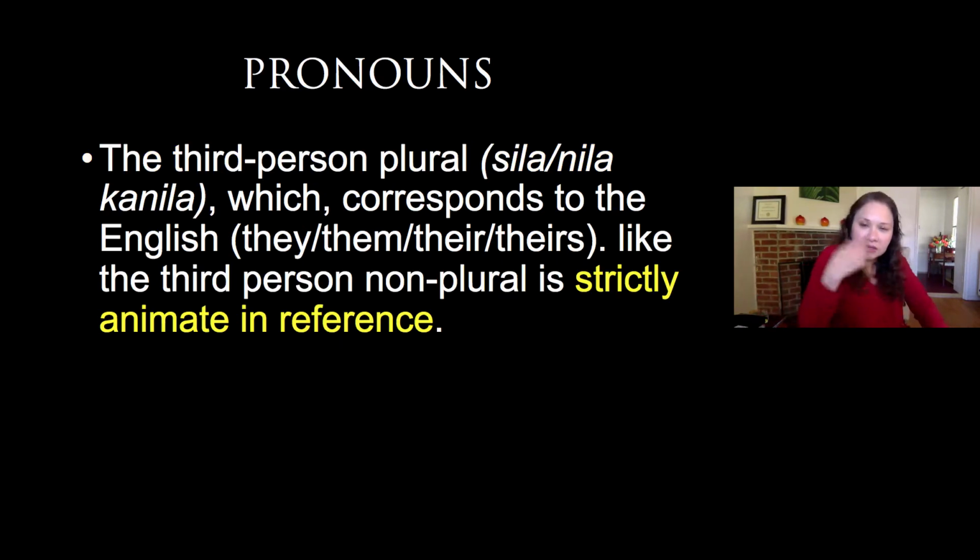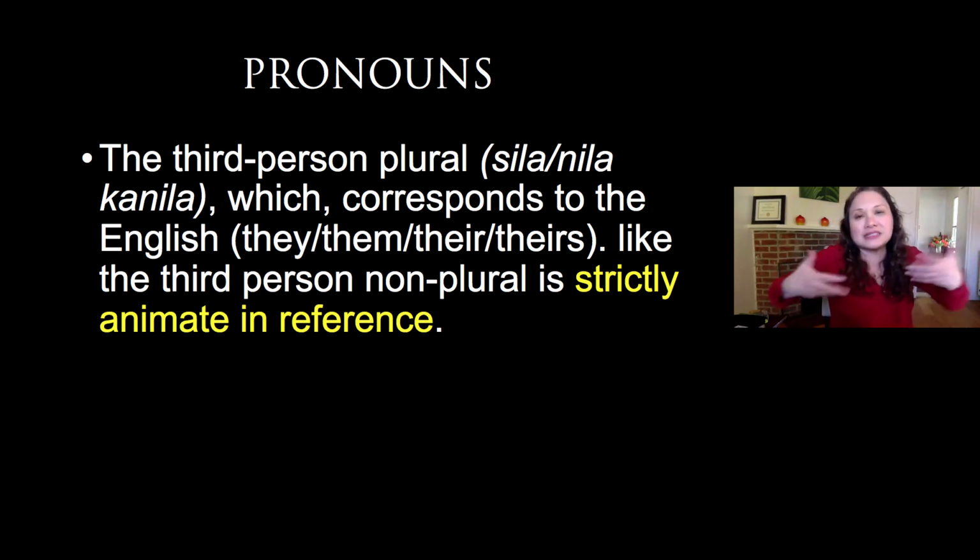Let's move on as we continue to study pronouns. So the third person plural, sila, nila, kanila, corresponds to the English they, them, their, and theirs. And like the third person non-plural, it is strictly animate in reference.